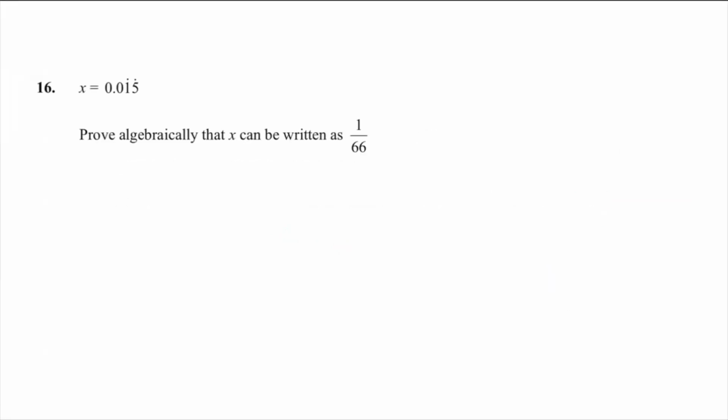Okay, we're going to prove algebraically that x can be written as 1/66. So x is technically, at this stage in my question, a fraction I don't know. So the fraction that I don't know is equal to 0.01515, and on it goes. And I've just got rid of those dots and seen a little bit of my recurring decimal.